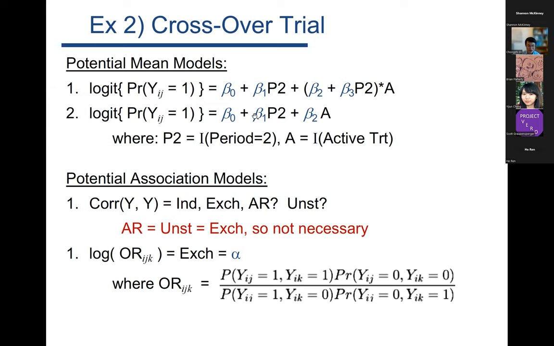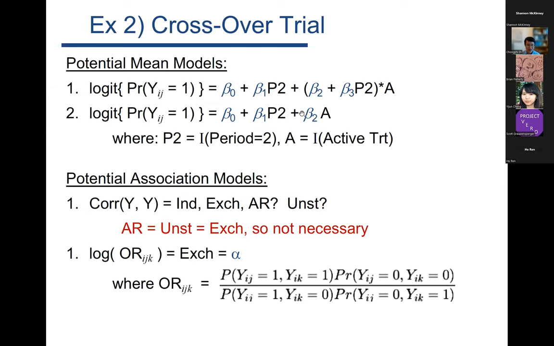Your interpretation for beta one is that, controlling for treatment, among people who get the same treatment, it is the effect of period two versus period one. That is, if you get the treatment in period two versus period one, do you see any difference? And beta two is the effect for treatment, controlling for period. That means among all people from the same period, let's say period one, do you see a difference?